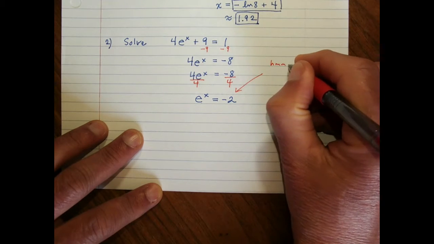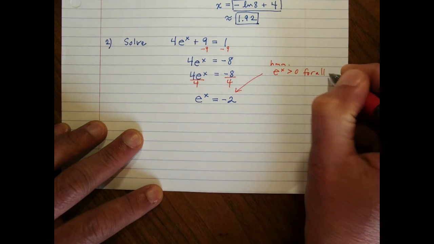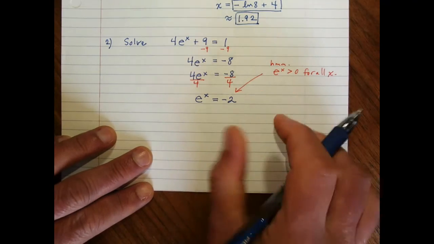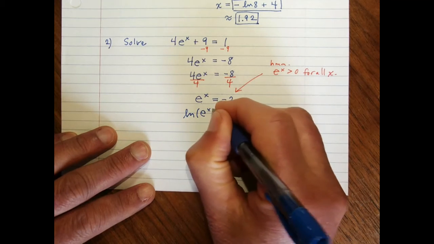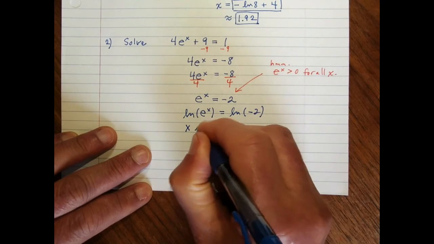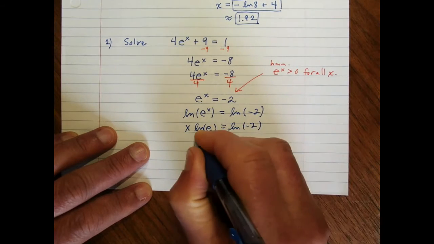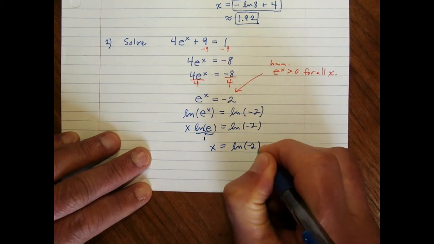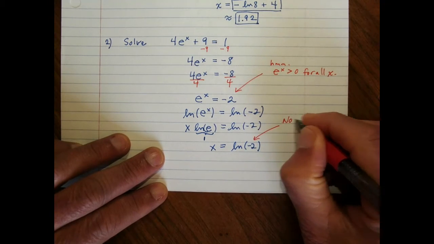So I would say e to the x is greater than 0 for all x. So we're kind of in trouble here. And just in case you don't spot that, say you didn't notice and you kept going and said, I'm going to take ln of both sides. You would get x ln of e equals ln of negative 2. There's our 1: ln of e is 1. x is ln of negative 2. But here, there's no such number.